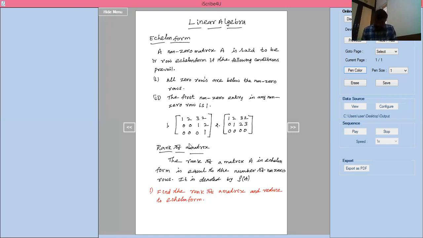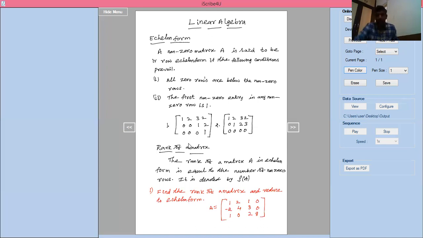I'll write the problem here. So I'll take the given matrix as A matrix. Here the elements should be 1, 2, 1, 0. And next one should be -2, 4, 3, 0. Next one is 1, 0, 2, 8. So this is the given matrix. For this, we have to find the rank and reduce it to echelon form. So that we are going to do now.